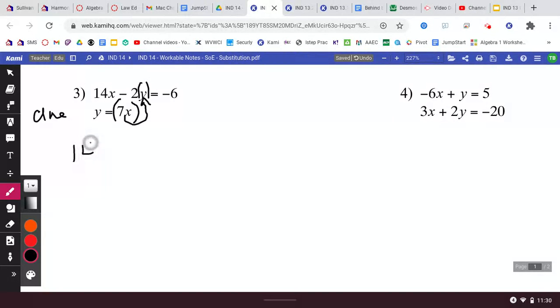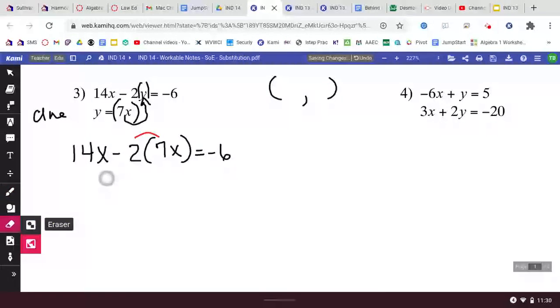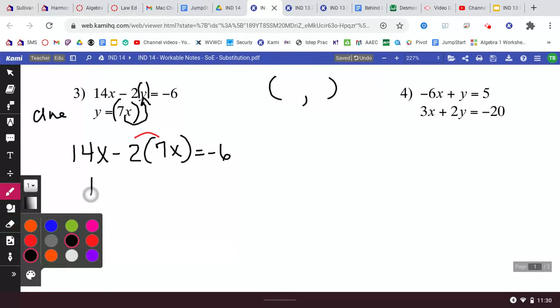So I get 14x minus 2. Use your parentheses here. You have to because you're going to be distributing. Plug in my clue of 7x in place of the y equals negative 6. Now again, remember my answer here. It's going to be an ordered pair. So PEMDAS says I have to distribute before I can do any combining or adding or anything. So I'm going to do 14x and then distribute. Negative 2 times 7 is negative 14x equals negative 6.